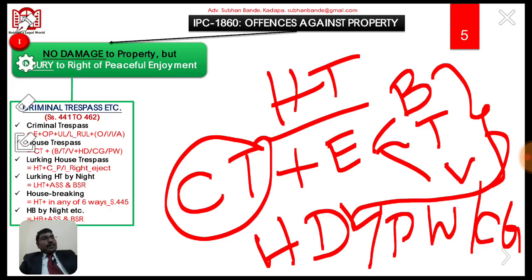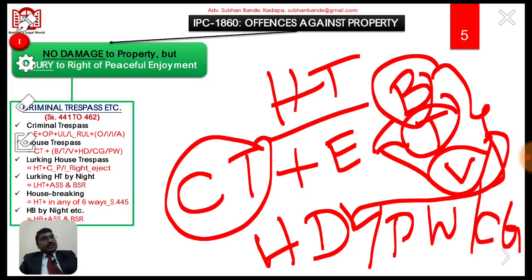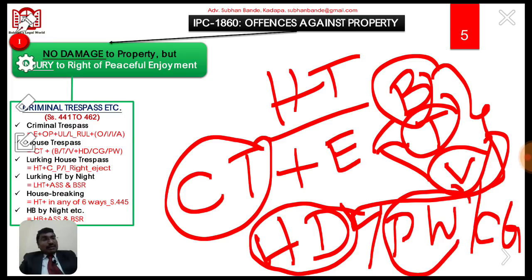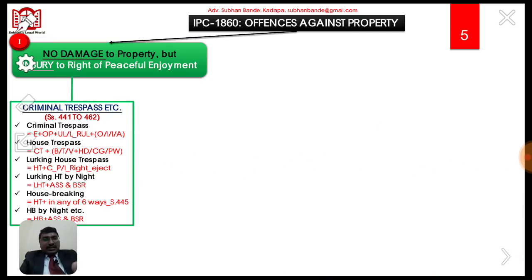Criminal trespass into a building, tent or vessel. Such building, tent or vessel should be used for human dwelling, or such building, tent or vessel should be used as a place of worship. Such building, tent or vessel should be used as a place for custody of goods. Then such kind of trespass is said to be house trespass. House trespass, that is the second kind of aggravated form of criminal trespass. The third one is lurking house trespass.